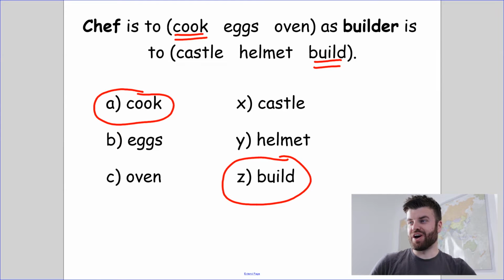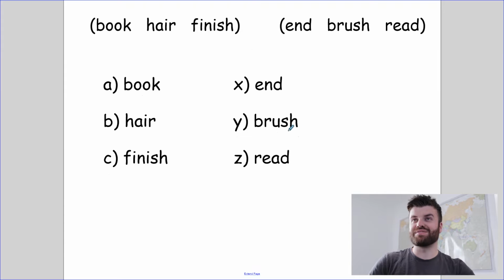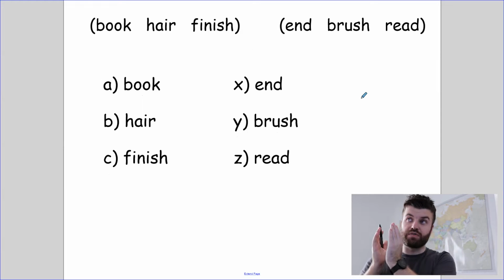The next question type, and we're going to go through a lot of questions in this video. We have got 2 brackets with 3 words in each, and it's our job to find 2 words that are most similar in meaning. One from the first bracket and one from the second bracket.